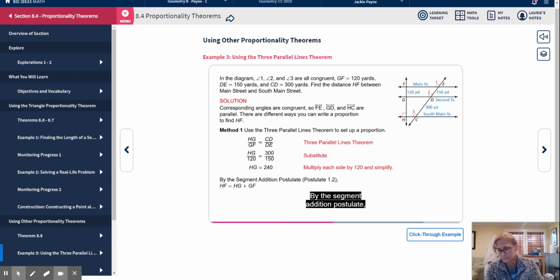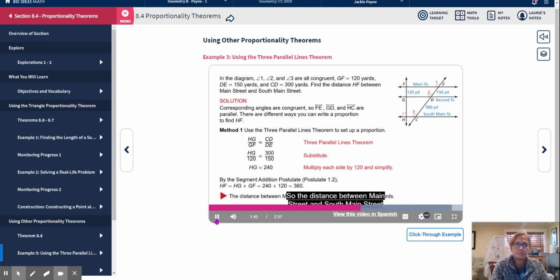By the segment addition postulate, HF is equal to HG plus GF. Because HG is equal to 240 and GF is equal to 120, HG plus GF is equal to 240 plus 120, which equals 360. So the distance between Main Street and South Main Street is 360 yards. Now that's one way to do it.